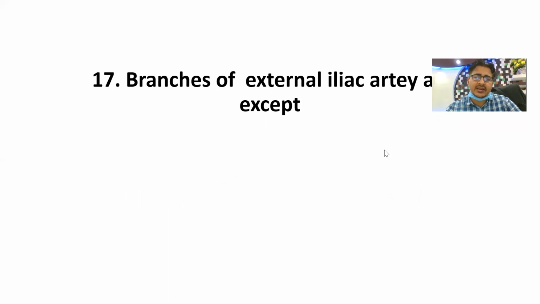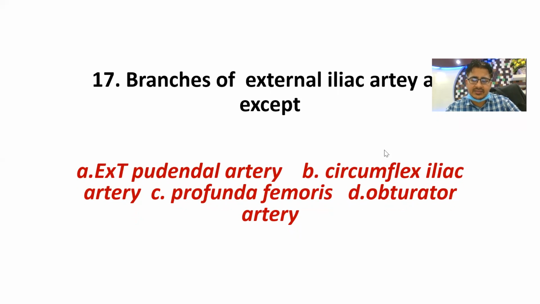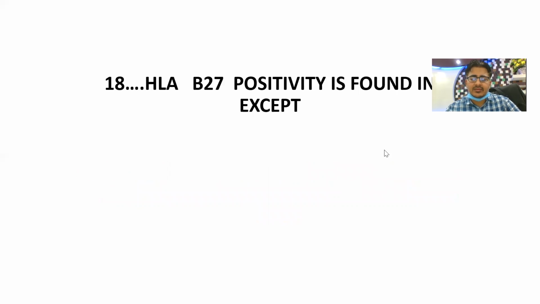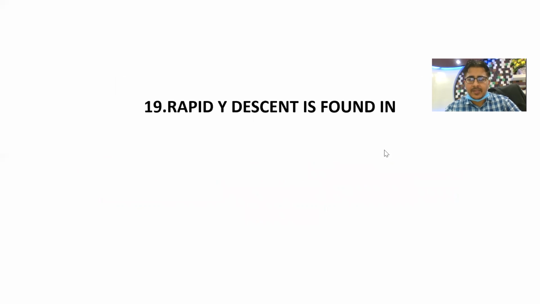From anatomy: what are the branches of the external iliac artery? All are except: extrapyramidal artery, circumflex artery, profunda femoris artery, and obturator artery. Simple question. HLA B27 positivity is found in all except: rheumatoid arthritis, reactive arthritis, psoriatic arthritis, and ankylosing spondylitis. This question can be attempted very nicely and very easily.